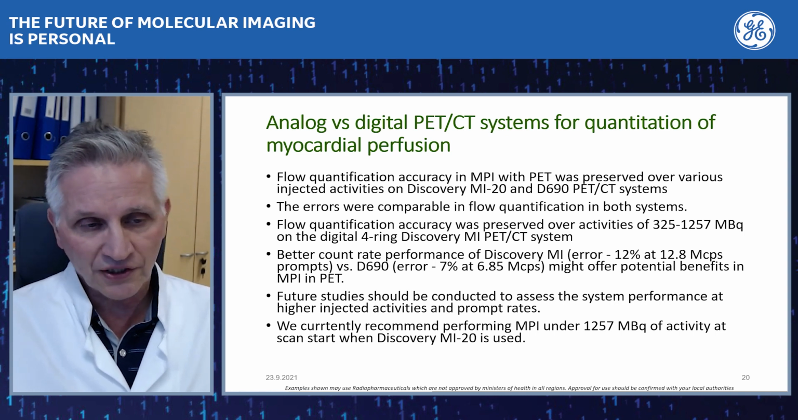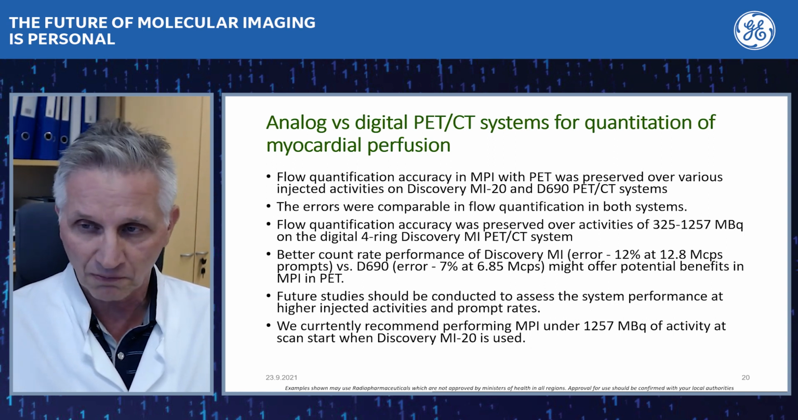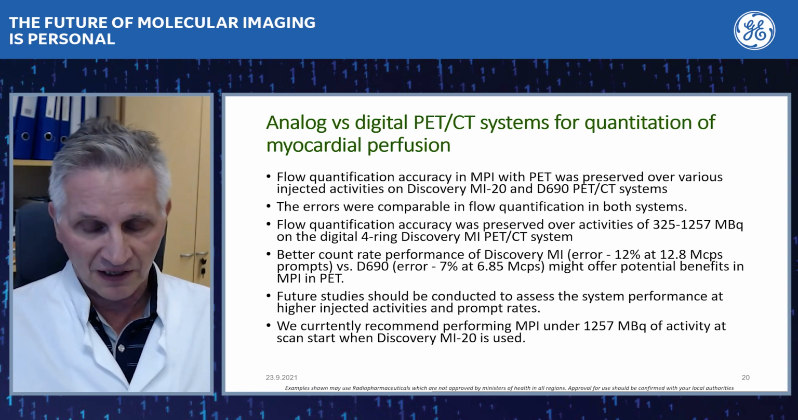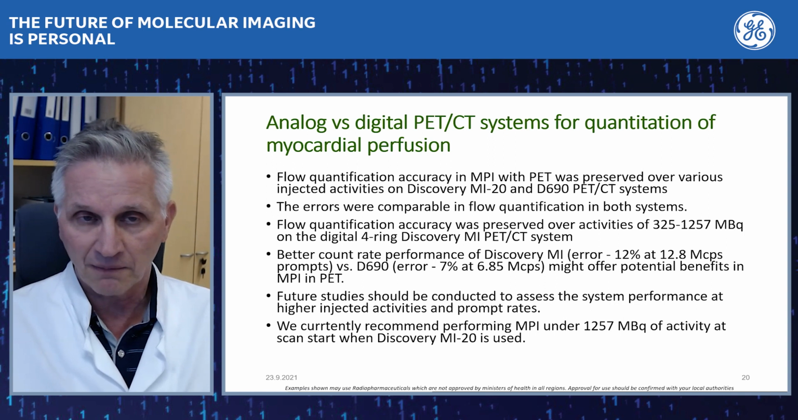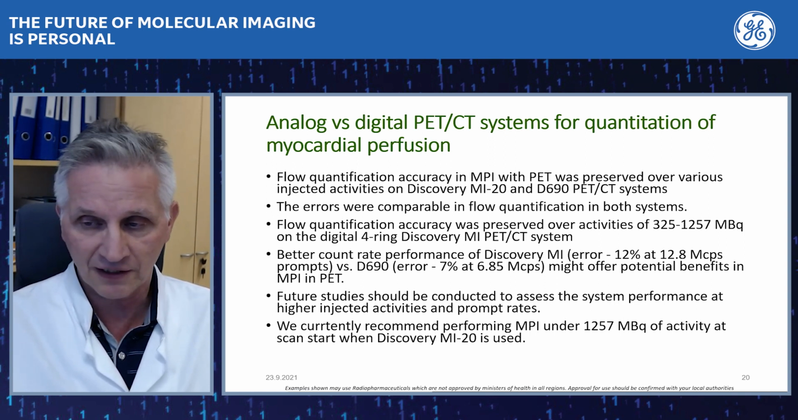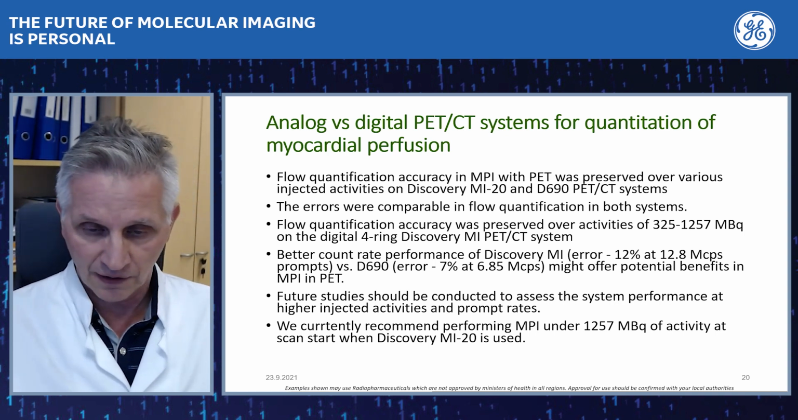But we need to do some further studies to assess the system performance at the higher injected activities, because it could be that we could go even higher. But currently, because we don't know, we recommend performing myocardial perfusion imaging under that 1200 megabecquerels activity when the Discovery MI is used.